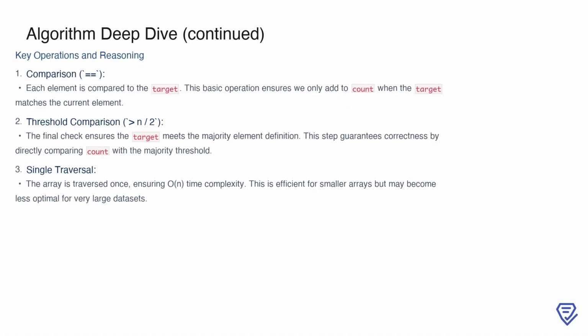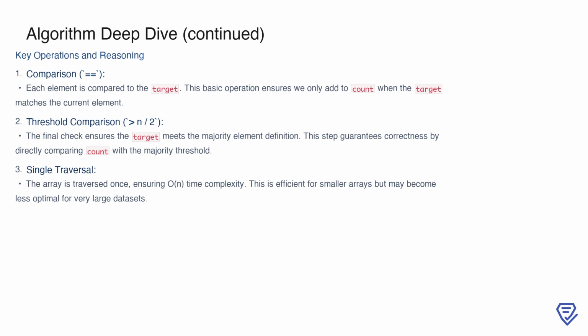The first is the comparison operation, denoted by equals. This allows us to check if each element in the array matches the target, and only when this condition is true do we increment the count. The second crucial step is the threshold comparison, where we evaluate whether the count exceeds n/2. This guarantees that the target meets the definition of a majority element.